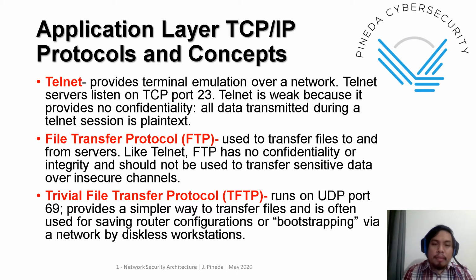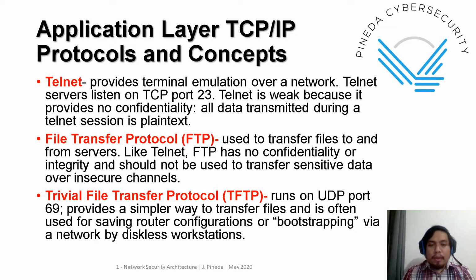And then some other protocols. We have Telnet, which uses port 23. It's used to do remote access to your servers, but it's weak because it provides no confidentiality. Meaning, when it passes through the network, and you run a sniffer, then you'll be able to see it in clear text. FTP, File Transfer Protocol, is used to transfer files to and from servers. So it has no confidentiality or integrity whatsoever. It uses ports 20 and 21.